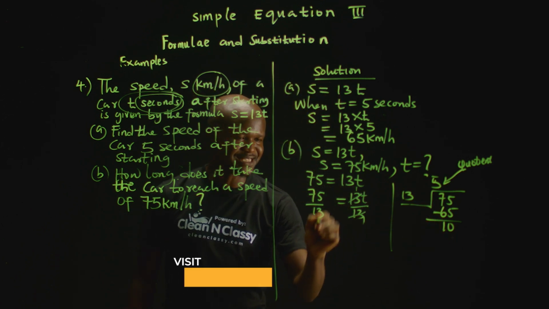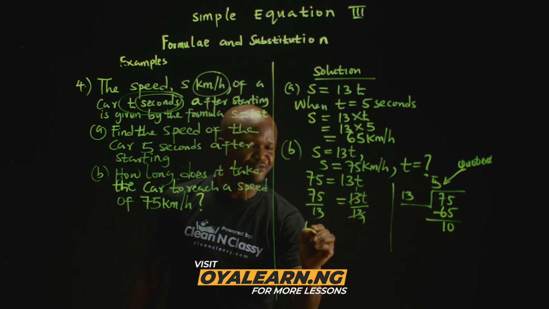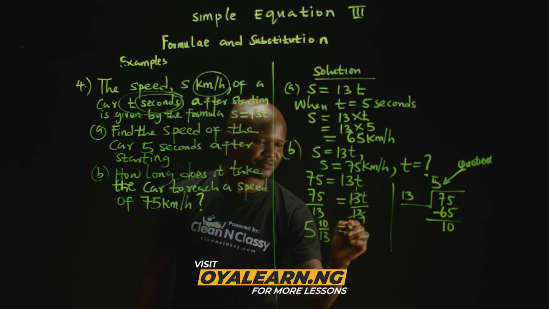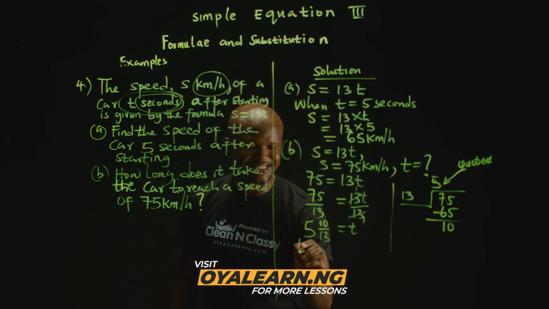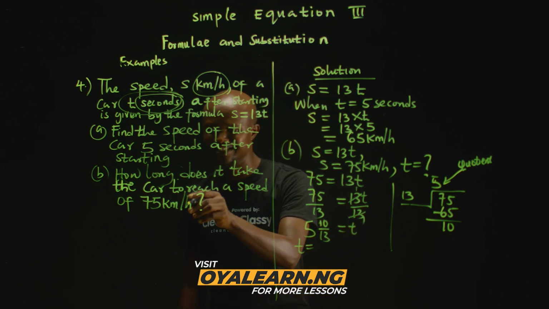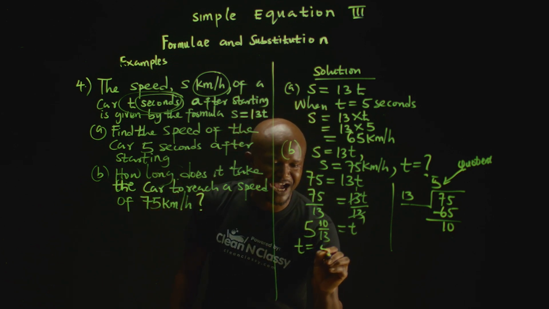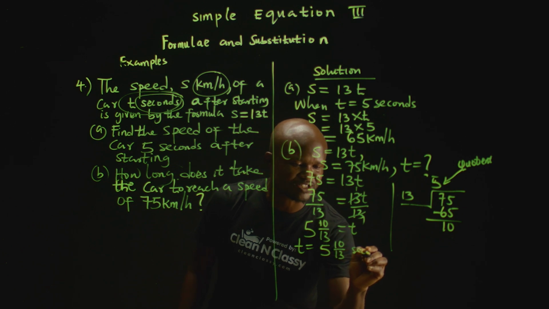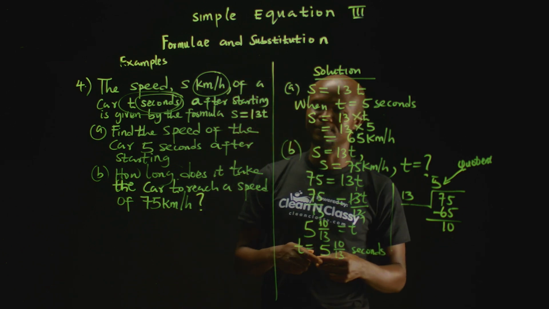So now it means that 75 divided by 13 is the same thing as 5 whole number, 10 divided by 13, which equals t. But don't forget, t is the time taken when the speed is 75 km/h, so t is 5 whole number, 10 over 13 seconds, because the time is in seconds. That is the solution to the problem. Thank you.